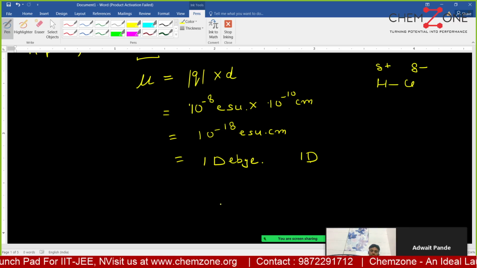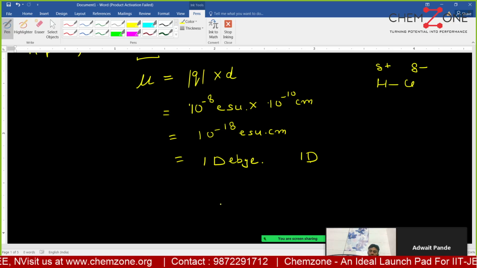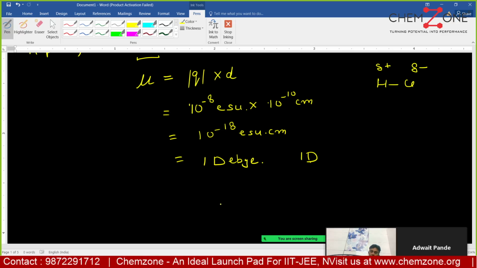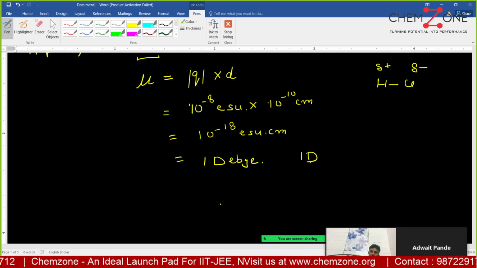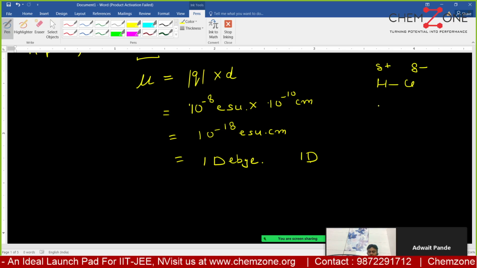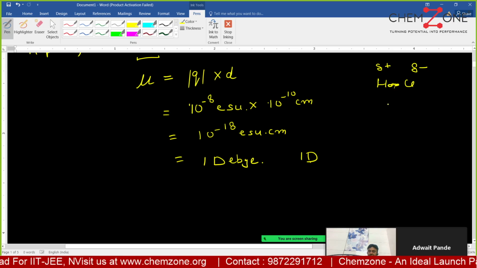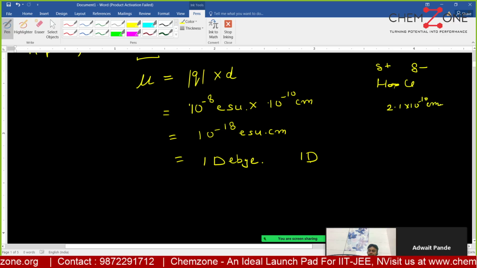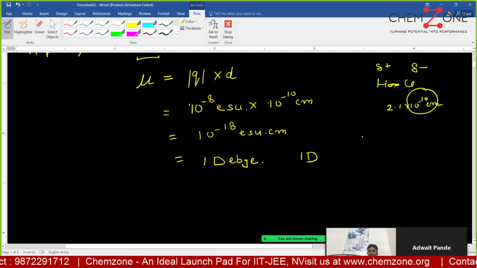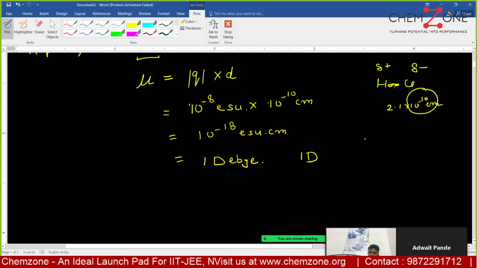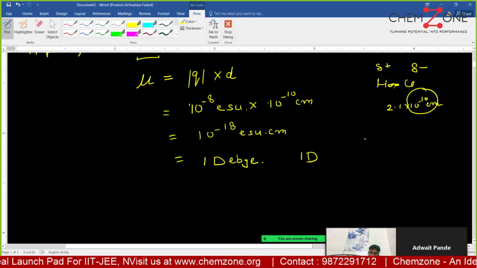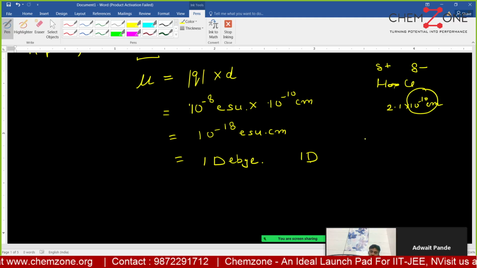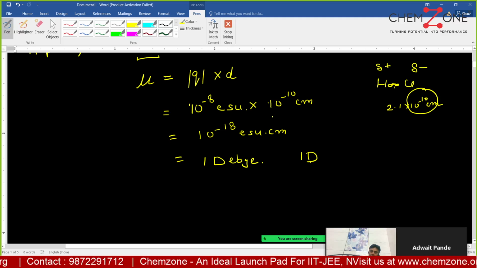But I said the distance value is of the order of this much. Suppose I say the HCl distance is 2.1 times 10 to the power minus 10 centimeter. What is the order here? So that's what I said. The charge or distance value is of the order of 10 to the power minus 10.